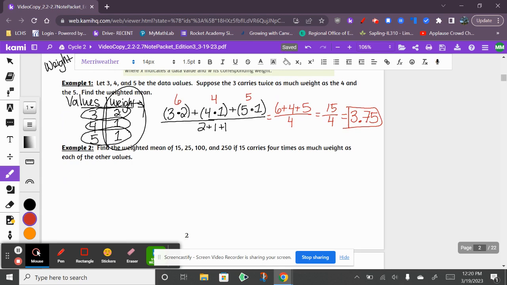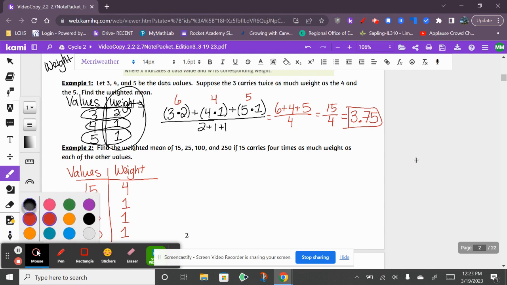Example 2, we're going to do in a really similar way. It says find the weighted mean of 15, 25, and 250 if 15 carries 4 times as much weight as each of the other values. So we will do a table again. We'll have our values and then the weight. So values are 15, 25, 100, 250. It says the 15 carries 4 times as much weight as the other values. So this one would be 4, and the rest would just be a weight of 1.